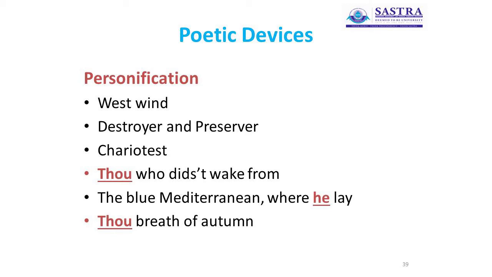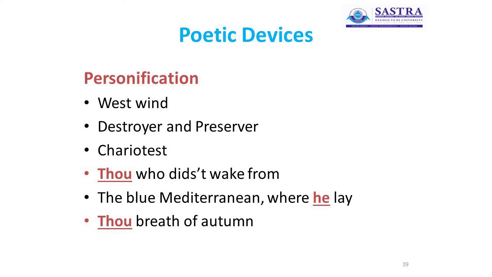And then the next line says, "Thou breath of autumn's being." So again here we have a personification. He calls the west wind autumn's breath itself. Only a human being can breathe, but here he is personifying and saying the west wind itself is like the breath of the autumn.